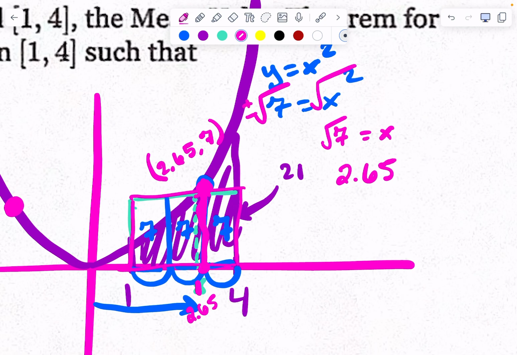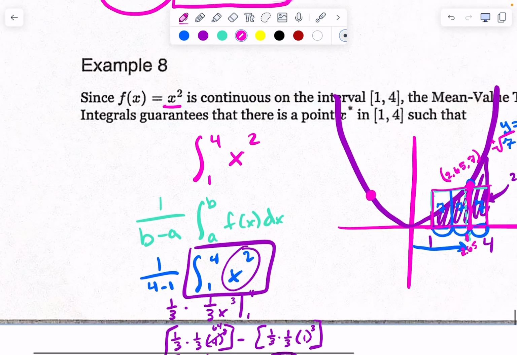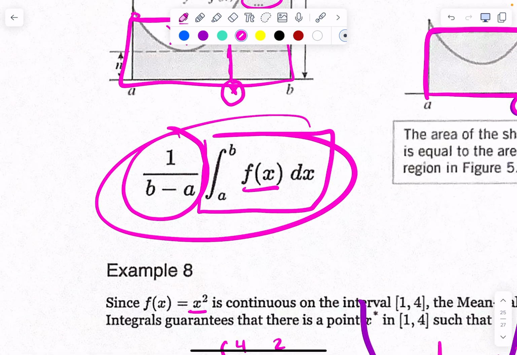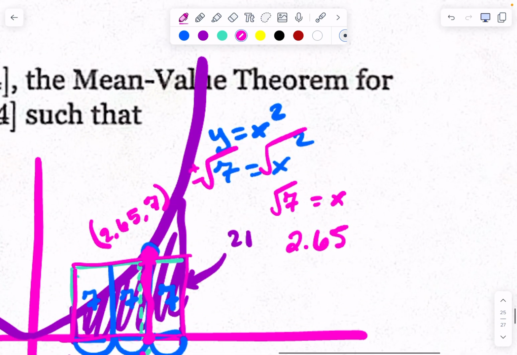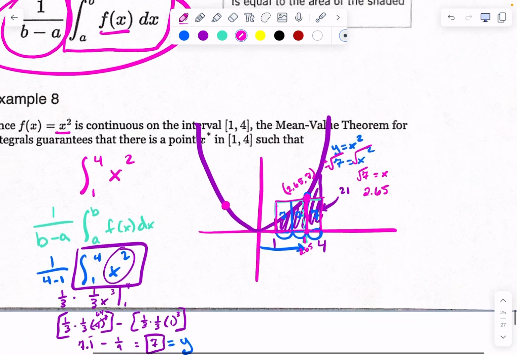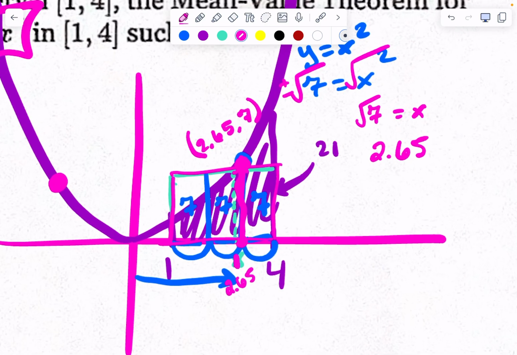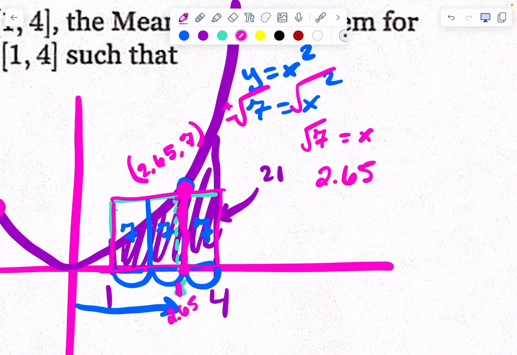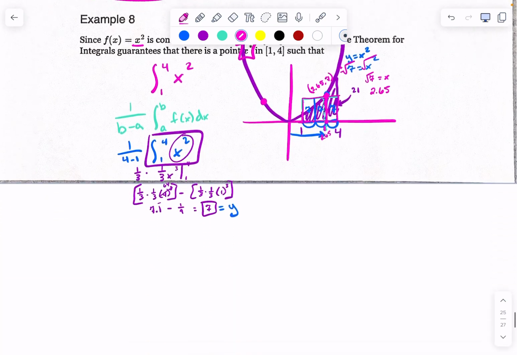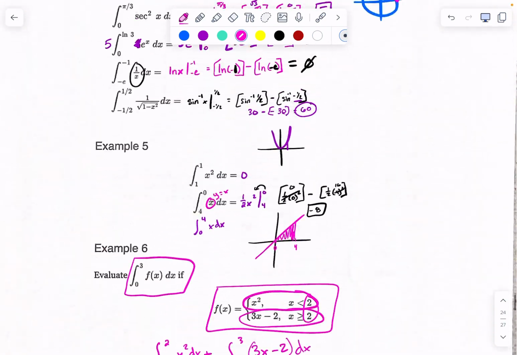2.65 over and then 7 units up. So this formula is going to give you your y coordinate. If you were going to solve for x, then you would set that equal to y and plug in and solve for x. Make sense? Mean value theorem. So we just solved for x. X was the square root of 7, 2.65-ish. Confusing? A little bit confusing. That was example 8, and that's all we have.